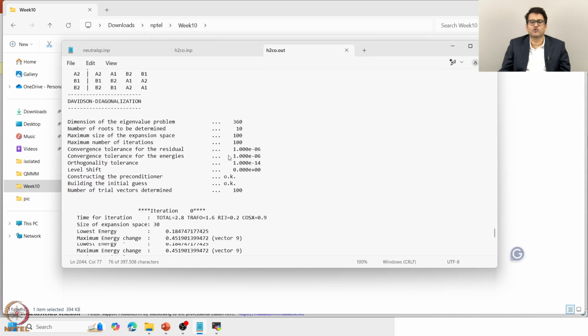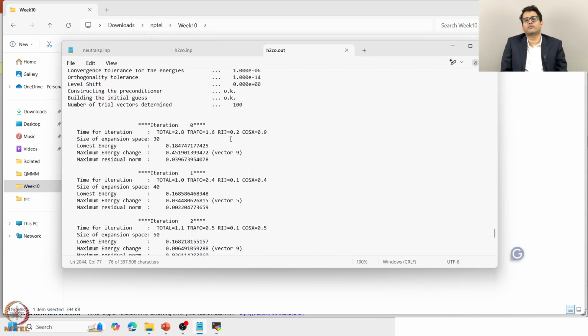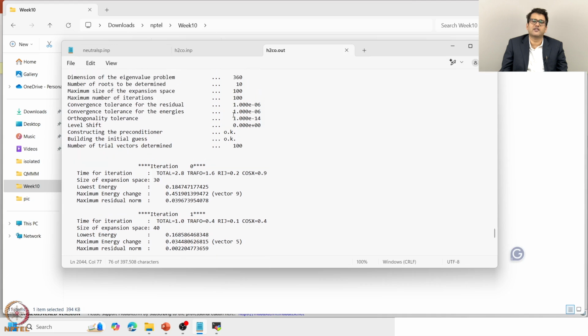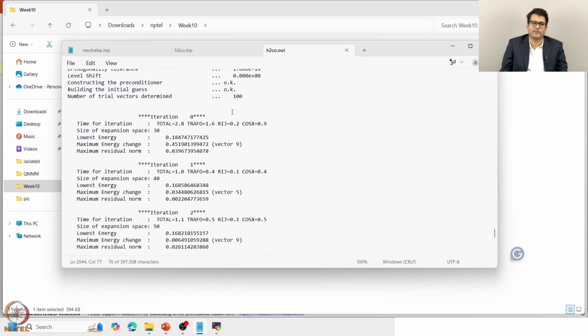This diagonalization is not done using a full diagonalization. To do the full diagonalization of a matrix, maybe a 360 dimensional matrix may still be okay to diagonalize. But if your molecule size is very big or your basis set size is very big, it can be an intimidating task to diagonalize the full matrix. So, what we will do is start with a guess and do an iterative diagonalization. That is why it is doing this kind of iteration, and these are solved by the Davidson diagonalization procedure.